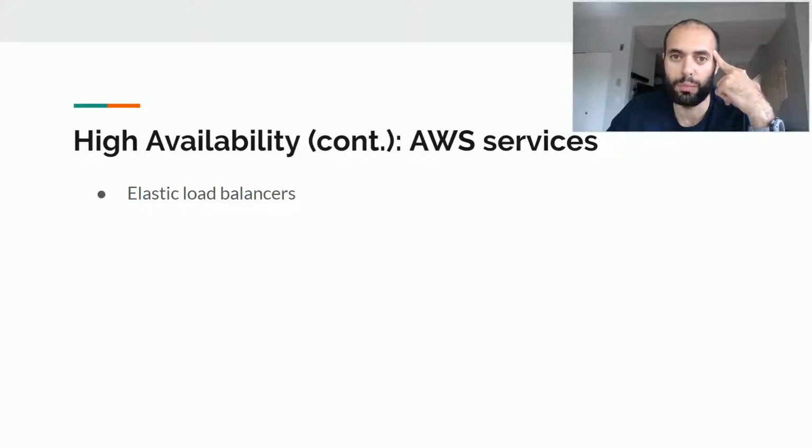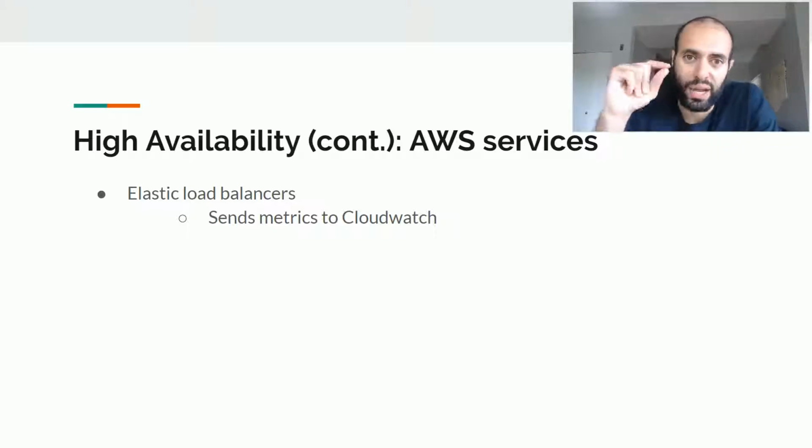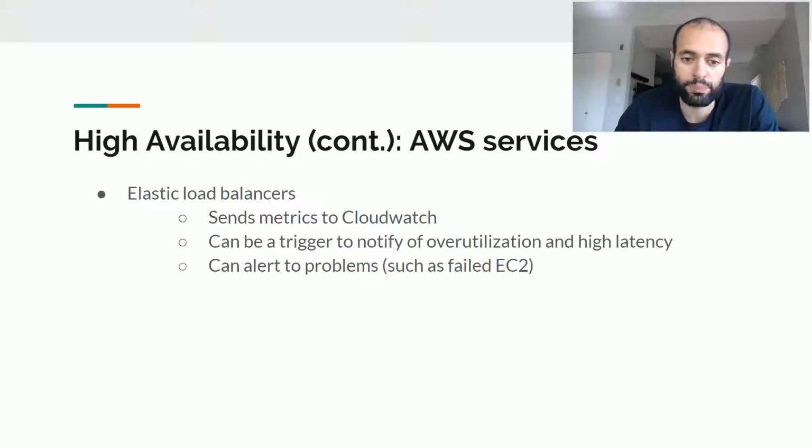One is Elastic Load Balancers. You also might know them as Application Load Balancers, which is like V2, I think, of the Elastic Load Balancer. It sends its metrics to CloudWatch. It pretty much is the gateway to let you know how much traffic you're actually getting. Along with that, whether all those users are being served with low latency. And all that goes to CloudWatch, which can trigger the appropriate responses. For example, autoscaler or lambdas or SNS to alert the appropriate people. And it can also alert to problems such as failed EC2s.